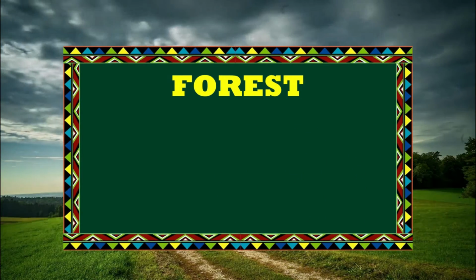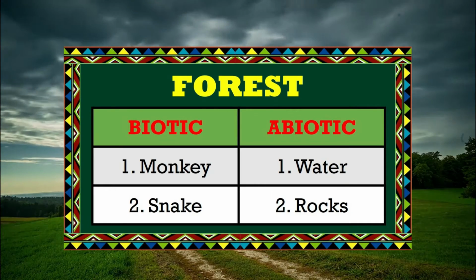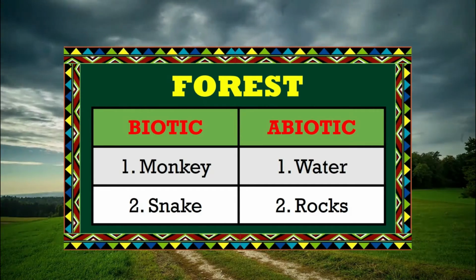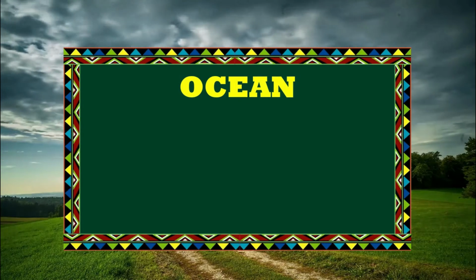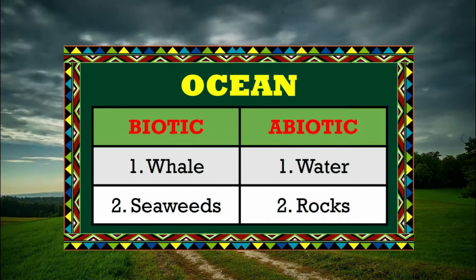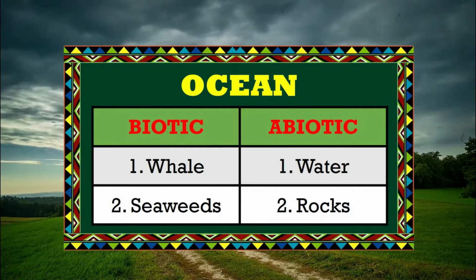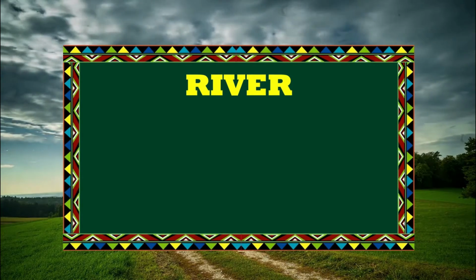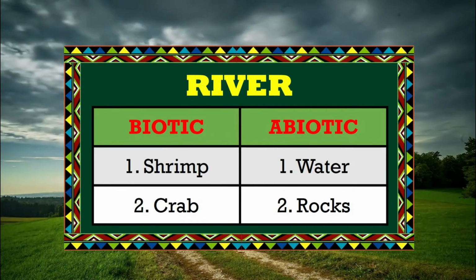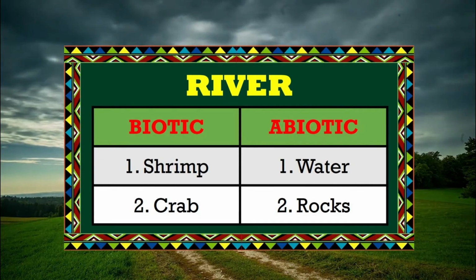For forest, the possible biotic components are monkey and snake. And the possible abiotic components are water and rocks. For ocean, the possible biotic components are whale and seaweeds. And the abiotic components are water and rocks. For river, the possible biotic components are shrimp and crab. And the possible abiotic components are water and rocks.